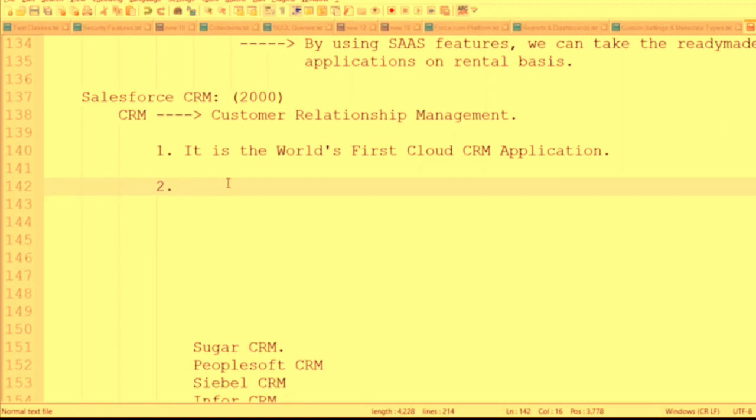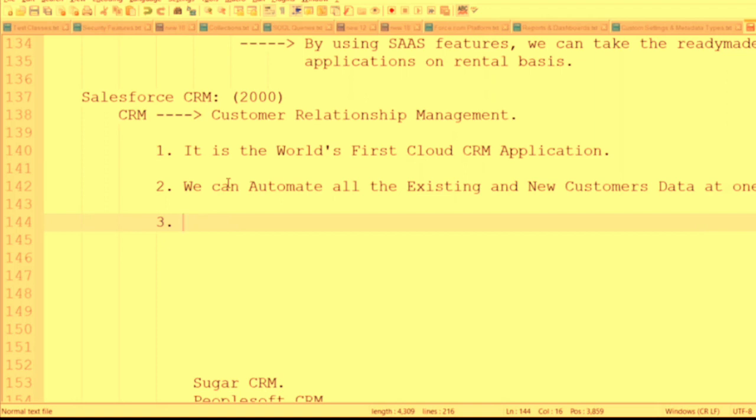Now, by using this Salesforce CRM, what can we do? With the help of this Salesforce CRM, we can automate all your customers' information. He may be your existing customer or he may be a new customer also. All the customers' information we can automate in one place with the help of Salesforce CRM. We can automate all your existing and new customers' data at one place.